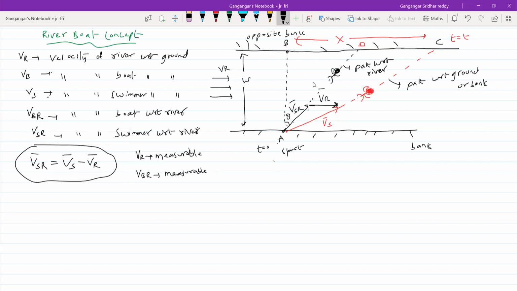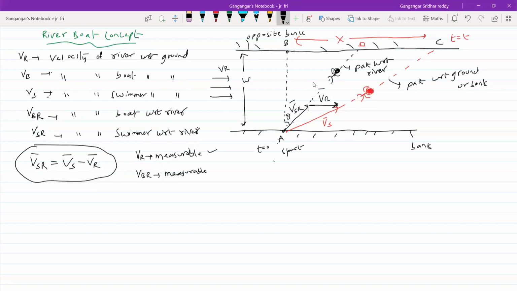VR is what? Velocity of river, measurable. With the help of fluid mechanics equipment, I can measure velocity of river current. Okay, there's no problem with this. What is VBR? Say a boat is moving in a river. I'll call the boatman: what is the velocity of your boat? You look at the speedometer of the boat, you say there's a speed, and you will tell also the direction in what way I'm moving. So VBR is measurable.